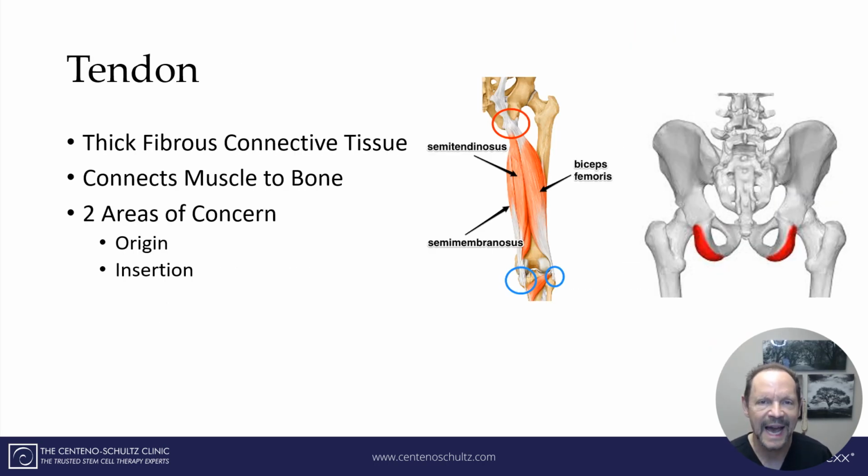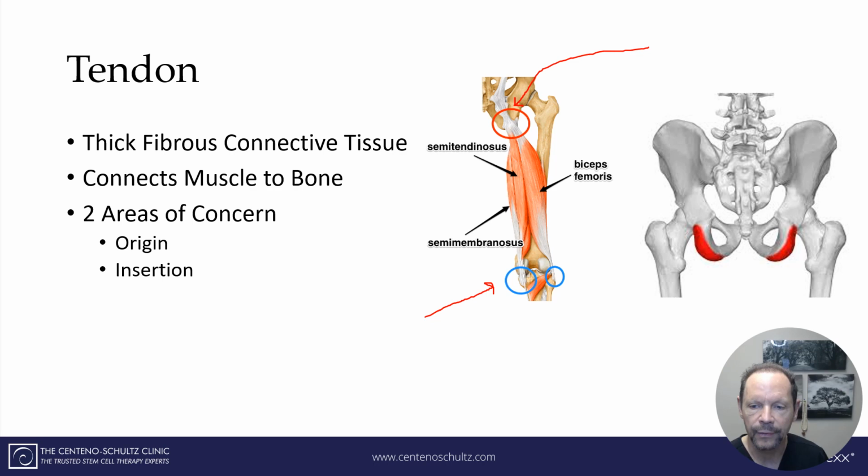What in the world is a tendon? A tendon is a thick, fibrous connective tissue that basically anchors the muscle to the bone. It does it at 2 points, the point of origin where it starts, and then where it inserts distally. So you can see in this illustration here, in this red circle, this is the origin. Where in the world does it all start of the hamstring? And then this is the insertion. So again, there's got to be 2 points of anchor.